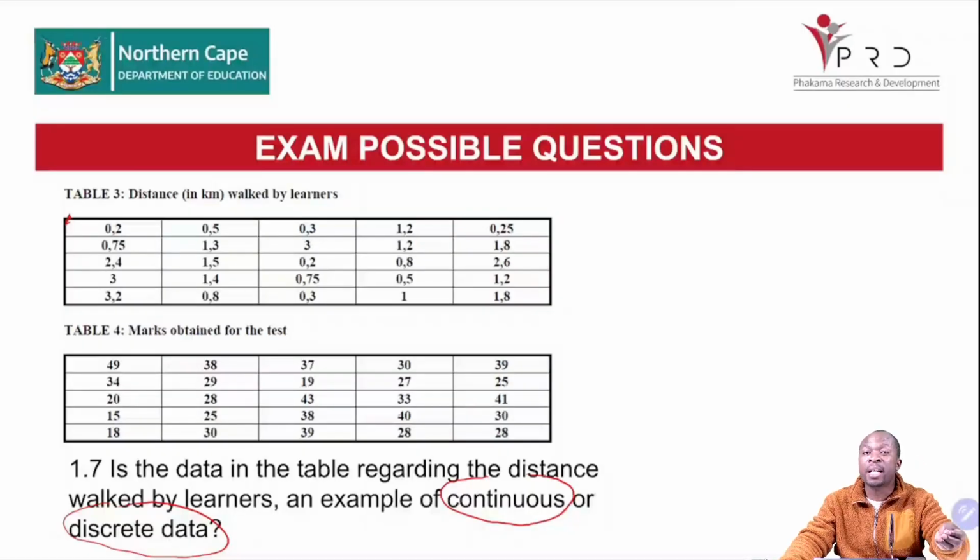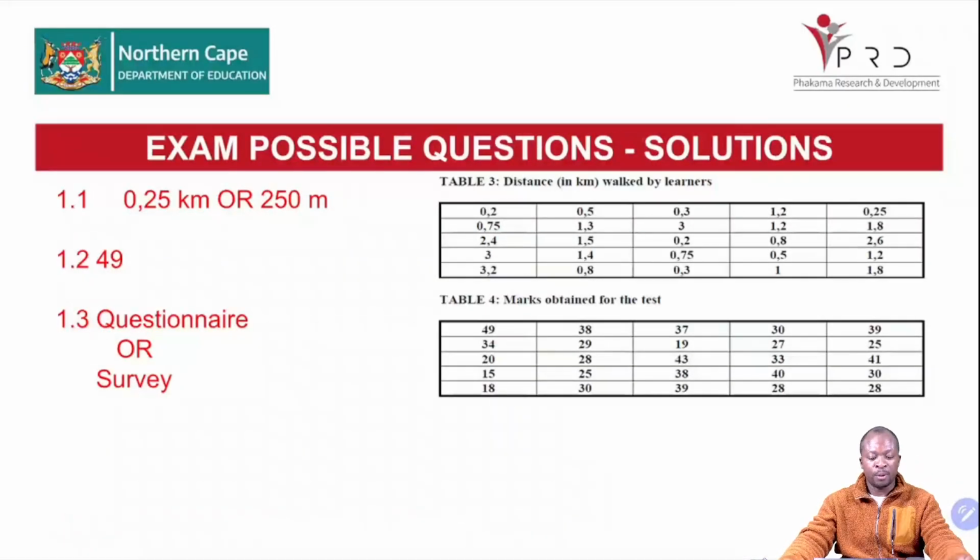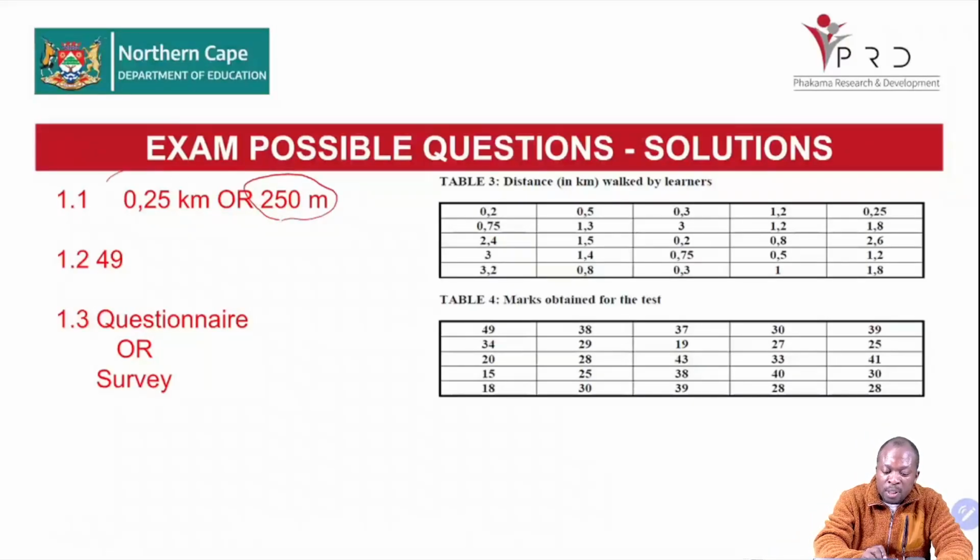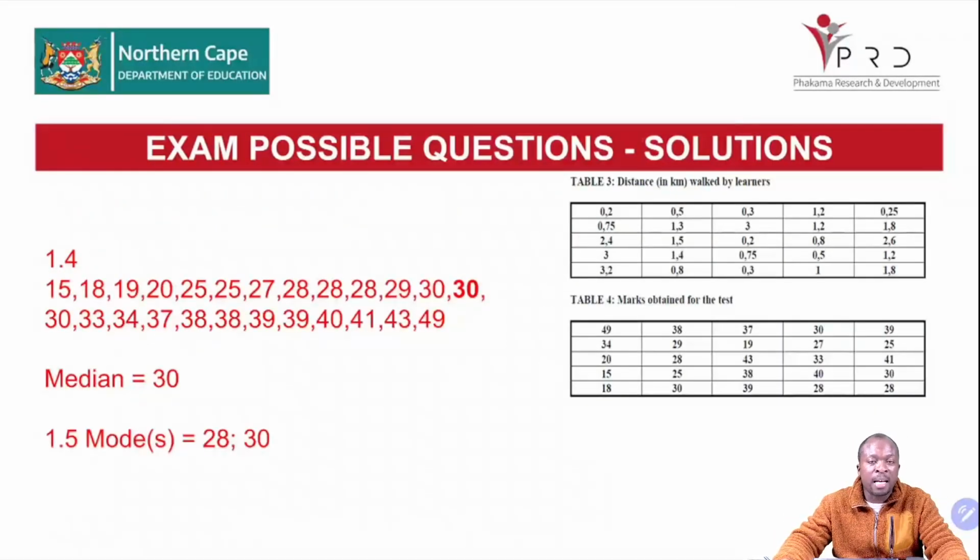If you can measure it, it is continuous. So let's look at our answers then. The first one, there is 250 or 0.25, the second shortest. Then the next one is 49. Then they were asking us which instrument can we use to collect our data. We can use a questionnaire or a survey.